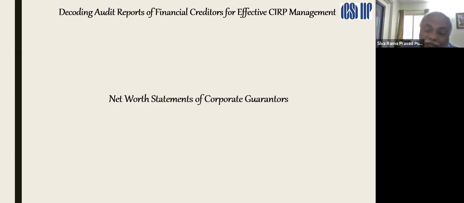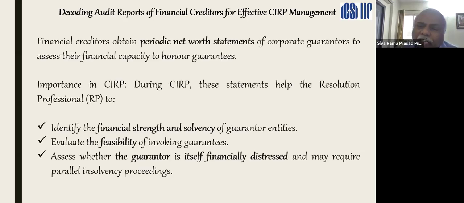So, the net worth statement of the corporate guarantors. The financial creditor obtains a periodic net worth statement of the corporate guarantor to assess their financial capacity to honor guarantees. This is with regard to companies, and personal guarantors are also there. Importance in CIRP: during CIRP, these statements help the resolution professional identify the financial strength and solvency of the guarantor entities, and evaluate the feasibility of invoking the guarantee.